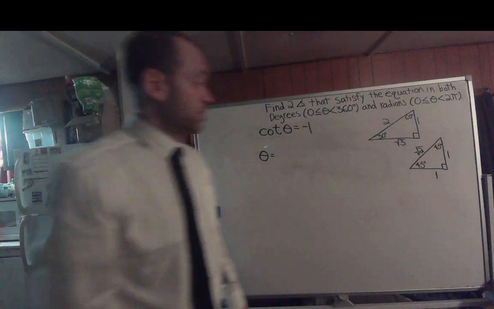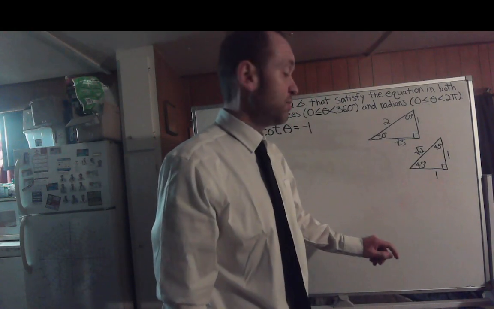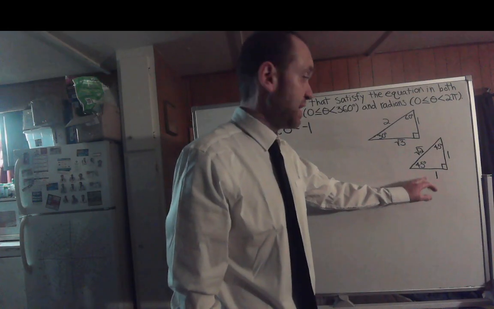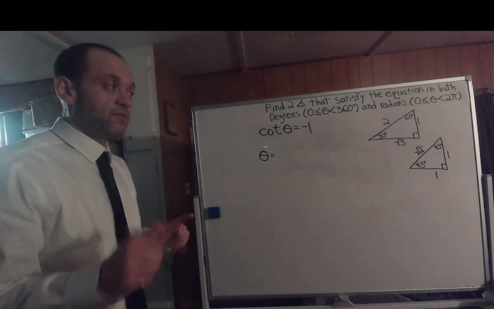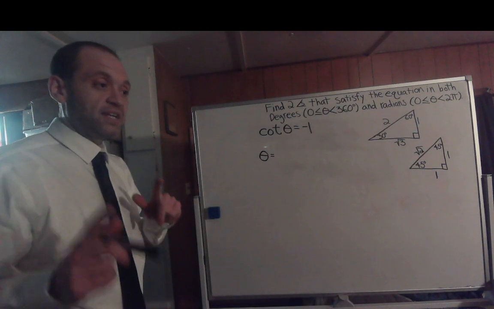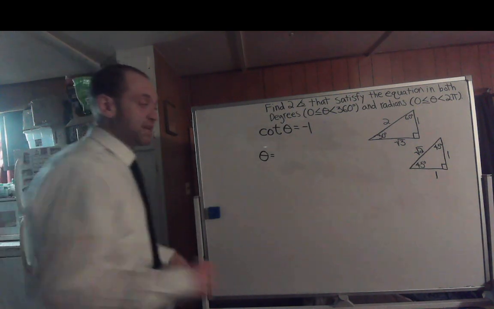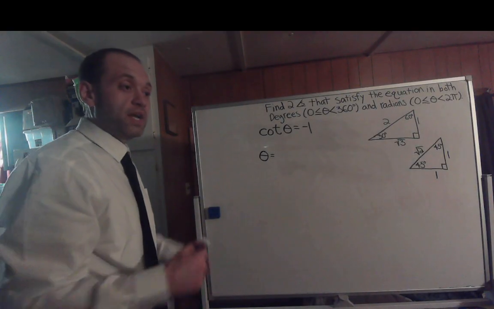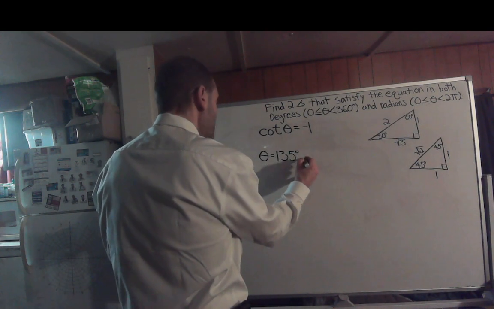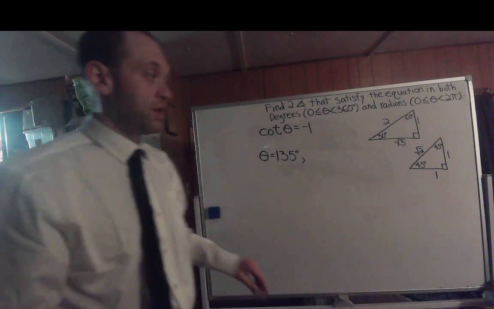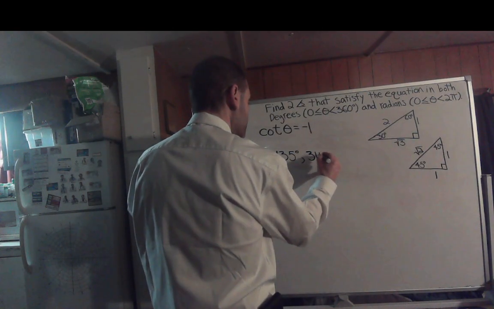Well, if we look at our triangles, cotangent is adjacent over opposite, well, at 45 degrees, the cotangent would be +1. So it's going to be based off of a 45-degree reference angle. Well, we stated that cotangent is negative in the second quadrant. So take that 45 degrees, subtract it from 180, you should end up getting 135 degrees. And then you want to do the same thing in the fourth quadrant. Take that 45, subtract it from 360, you should get 315 degrees.